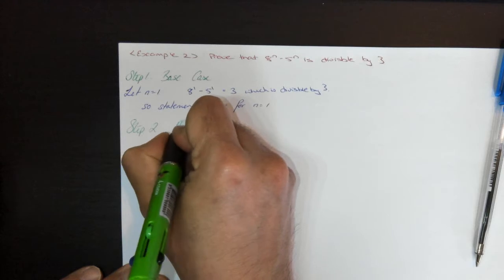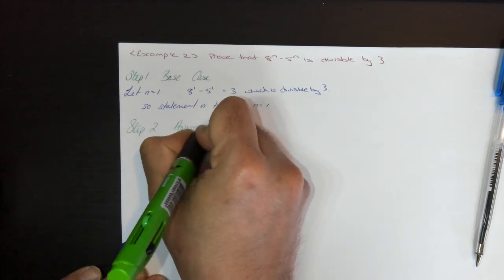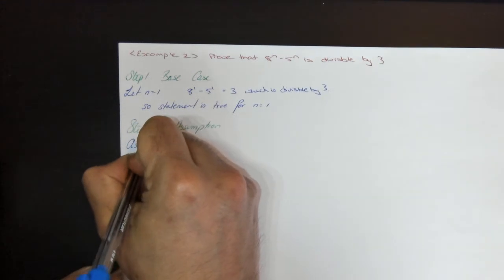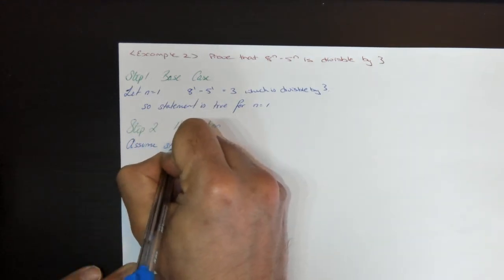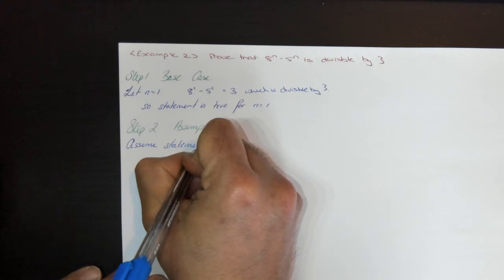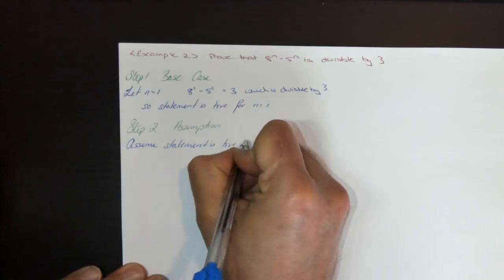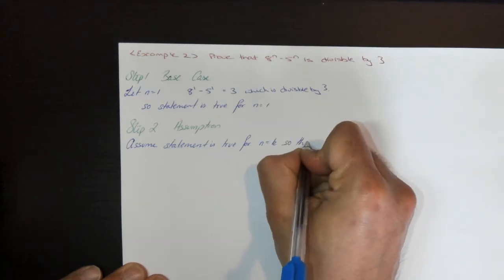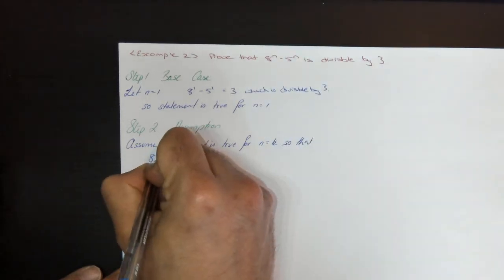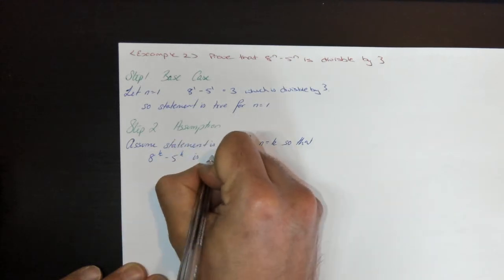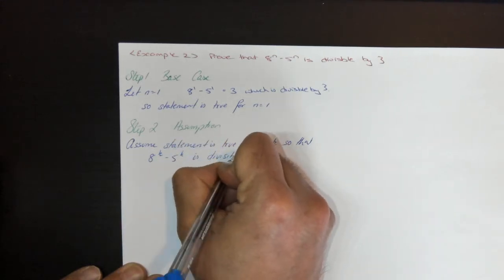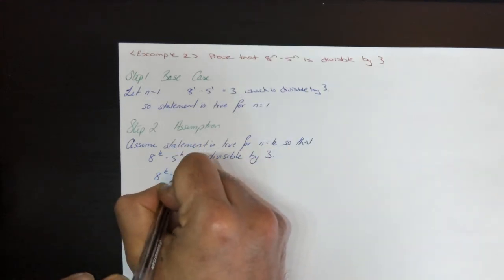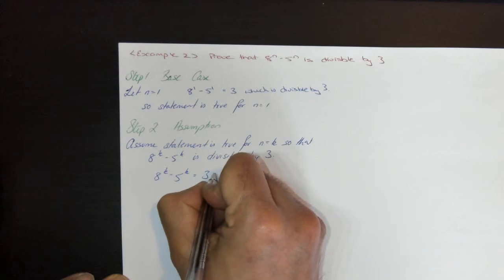Step 2 is the assumption. So assume the statement is true for n equals k, so that 8^k minus 5^k is divisible by 3. So we get 8^k minus 5^k is worth 3 lots of a number.